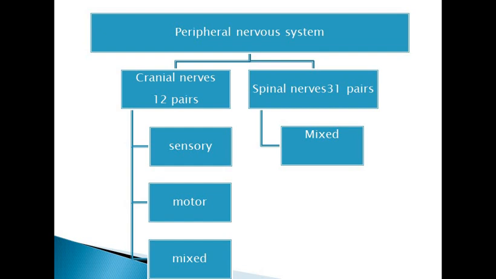What about the spinal nerves? The spinal nerves are 31 pairs. All the nerves are mixed, I mean, they contain both sensory and motor nerve fibers together.